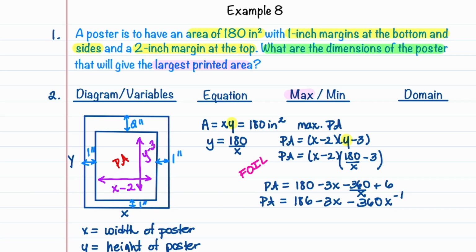I'm going to highlight this because we are going to need to be able to go back up and find this. Let's now think about our domain. We are not given any constraints on how big or small the poster can be. We do know, however, that x can't be 0 or less than 0. So let's write our domain is x is greater than 0, and this is an open domain. We're going to need to know that when we go to justify our answer.